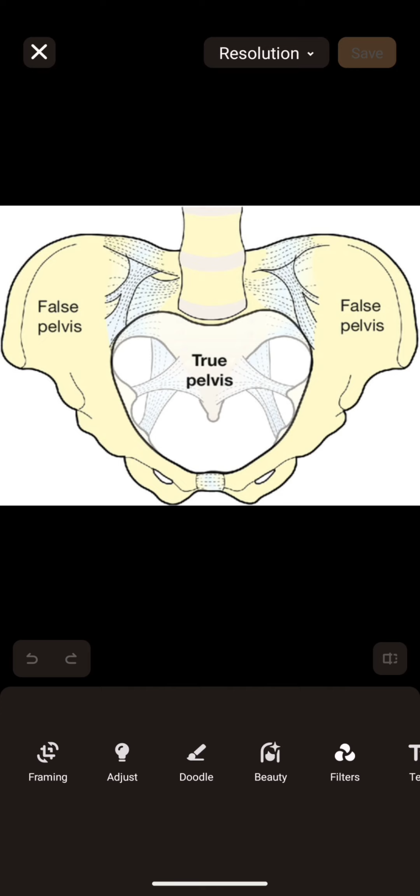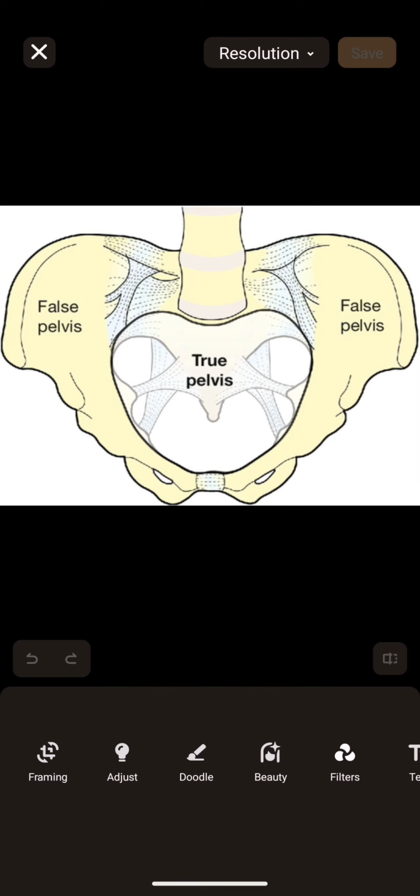So this is the false pelvis, and it protects the abdominal organs, and we don't have any obstetrical importance to this false pelvis, except it provides landmarks for external pelvimetry. So it provides only the landmarks for external pelvimetry for diagnosis of any kind of diseases in pelvis.